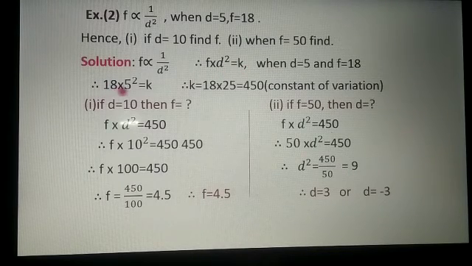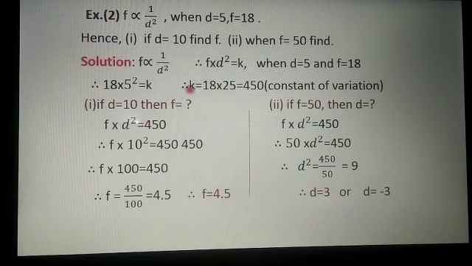So 18 into 5 square is equal to k. So k is equal to what? 18 multiplied by 25. 5 square is 25. So we get the constant of variation as 450, that is k. Okay. Now we will put the value of k in every part to find f in the first part and to find d in the second part. Okay. So the first condition is if d is equal to 10, then find f.